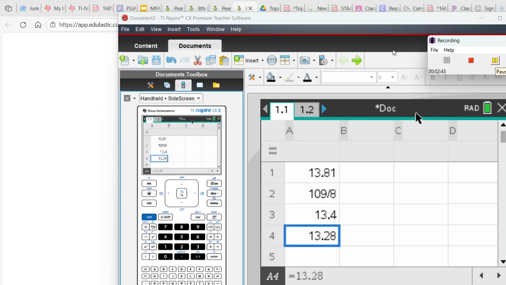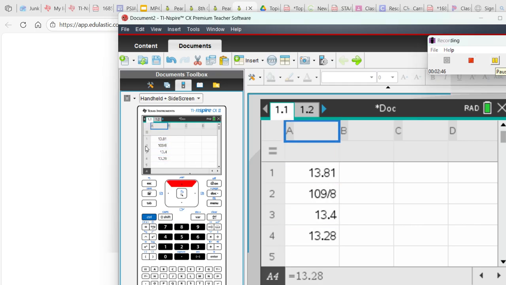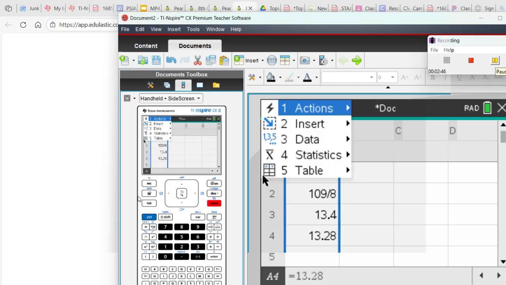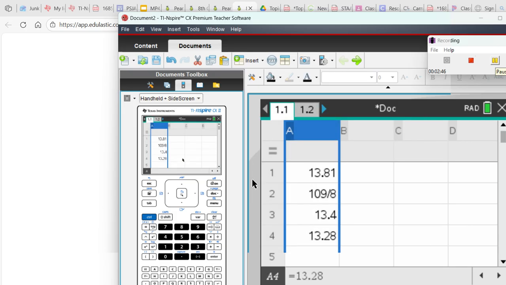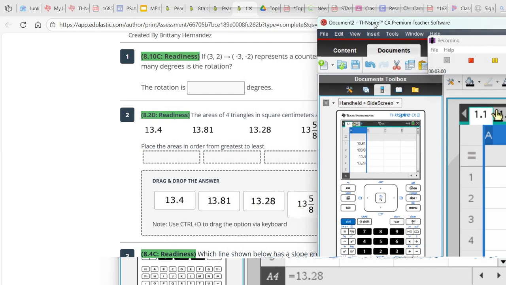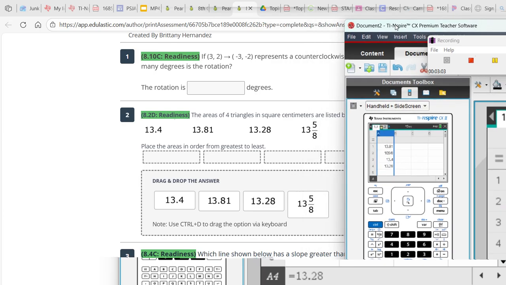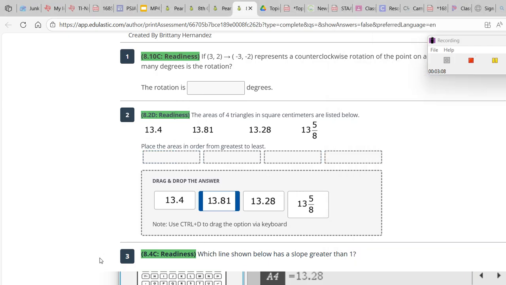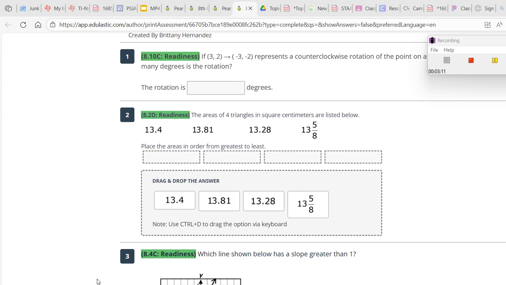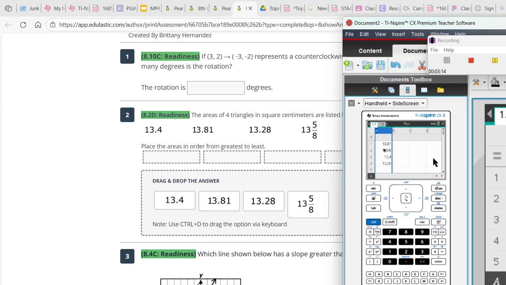After you put all the points in, you're going to go all the way up, go to menu 1, 6, and descend in order from greatest to least. I had just done it, so there it is. So this one goes first. This next one here is a 13 and 5/8. 13.4. 13.2. Pretty easy. It's not too bad.